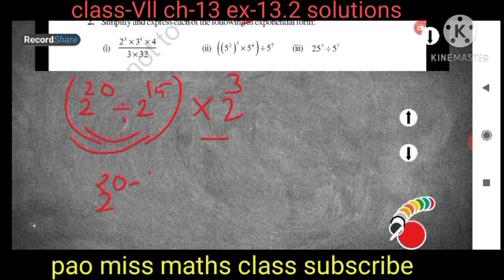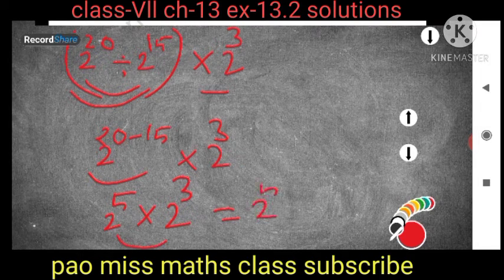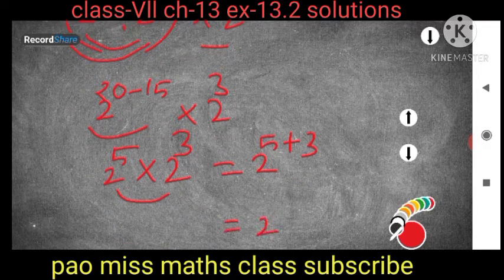That means 20 minus 15, then again multiply with 2 to the power 3. Now when you solve this, how much do you get? 2 to the power 5, isn't it? 2 to the power 5 and 2 to the power 3. Now again, the bases are the same and they are multiplied, so the power will be plus. Power will be plus means 5 plus 3. So 5 plus 3 means what? 2 to the power 8. So what is the answer? 2 to the power 8 is the answer for this question.